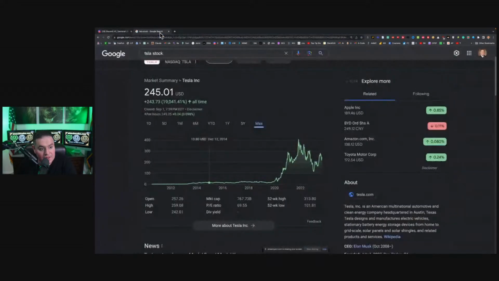So let's go here and let's see what happened. Here's 2019. Let's go all the way up to 2020. Oh, you're over 236%. Oh, you're over 1,000%. Oh, you're over 2,000%. Okay.